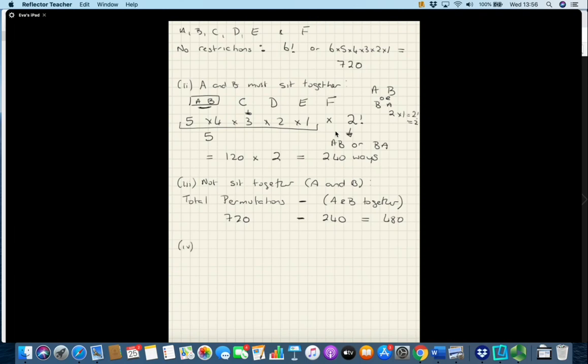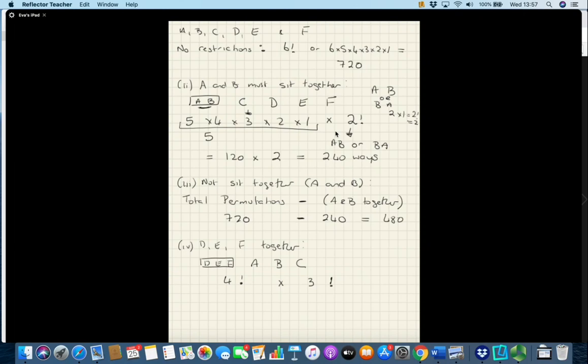Part 4, D, E and F must sit together. So this is the same as above. We create a box for D, E and F, and then I also have A, B and C. So can you see I really only have 4 arrangements there. However, D, E and F can be arranged in 6 different ways.